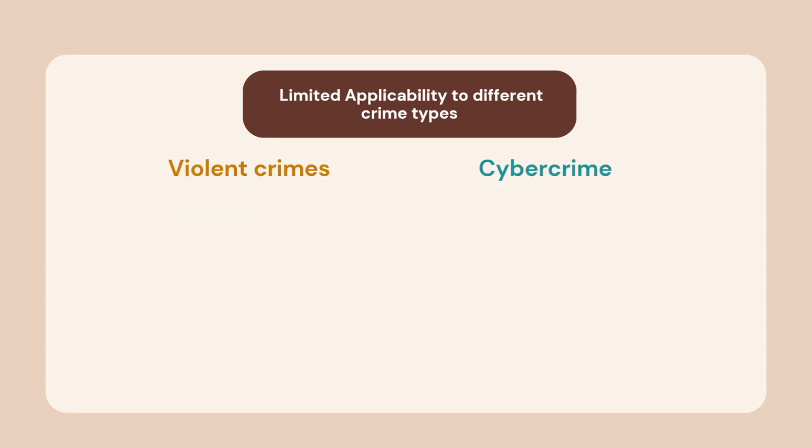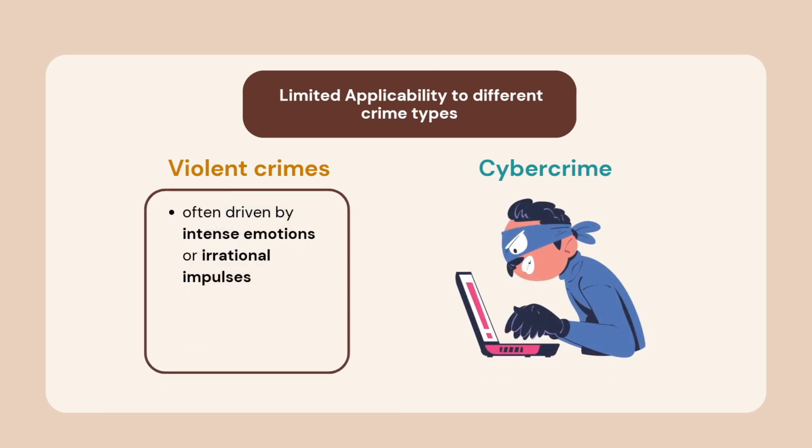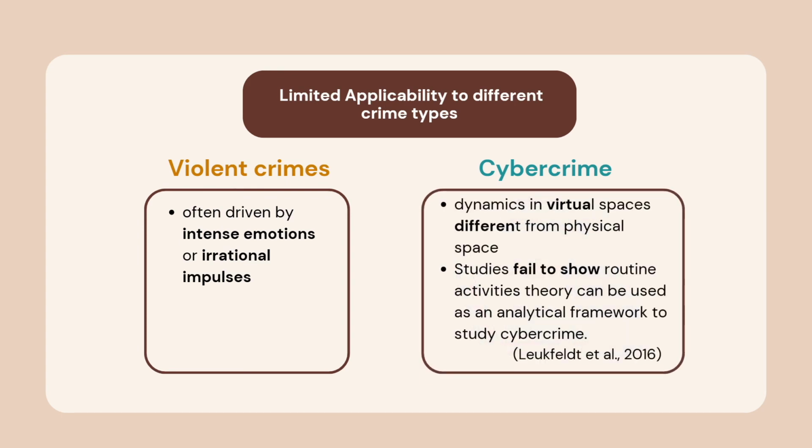This brings us to the next limitation, the theory's limited application to different crime types like violent crimes and cybercrimes. Violent crimes like assaults are often driven by intense emotions or irrational impulses which the theory doesn't fully address. Similarly, for cybercrimes, the theory struggles to account for the unique dynamics of virtual spaces, with studies showing it fails to provide clear insights into these modern complex offenses.